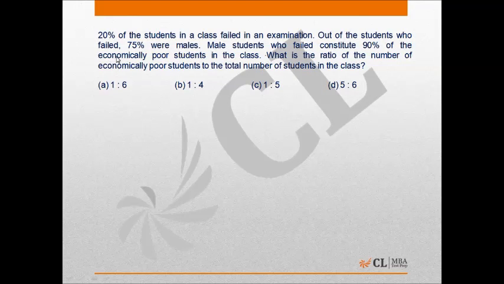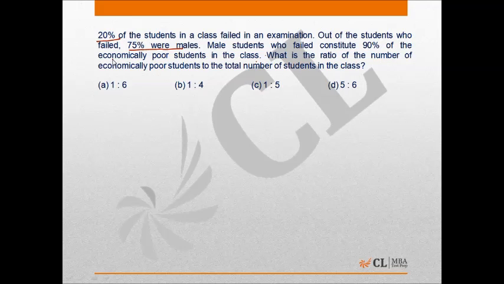Okay. Question says 20% of the students in a class failed in an examination. Out of the students who failed, 75% were males. Male students who failed constitute 90% of the economically poor students in the class. What is the ratio of the number of economically poor students to the total students in the class?